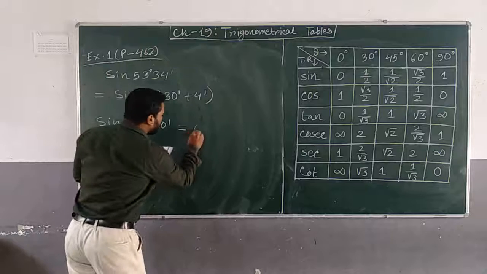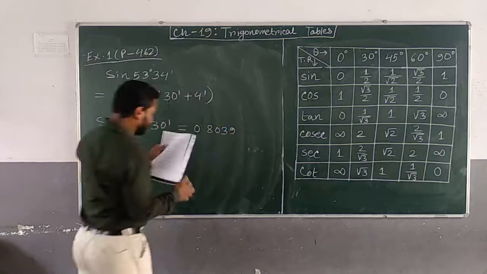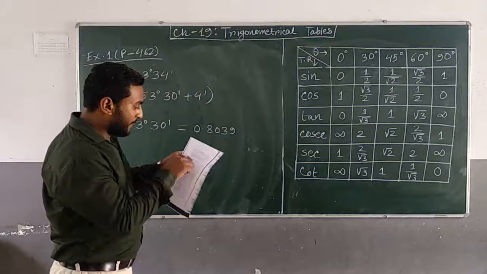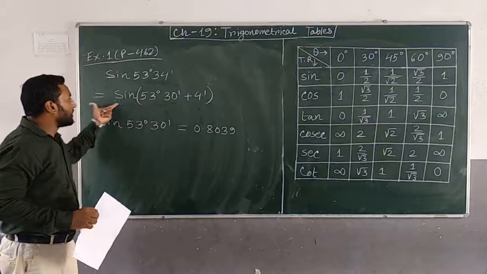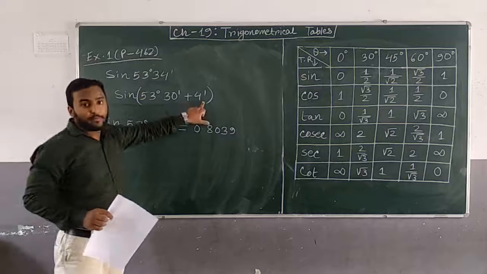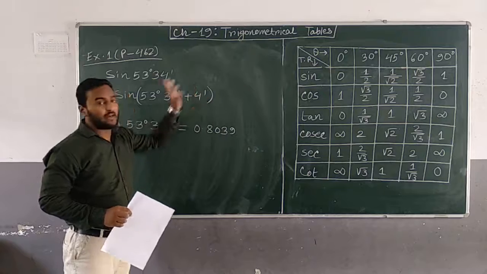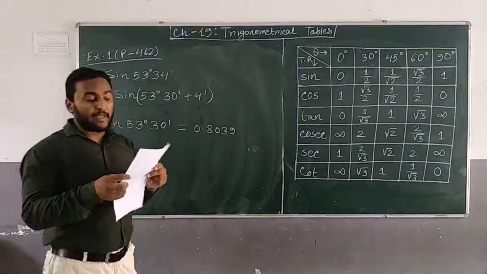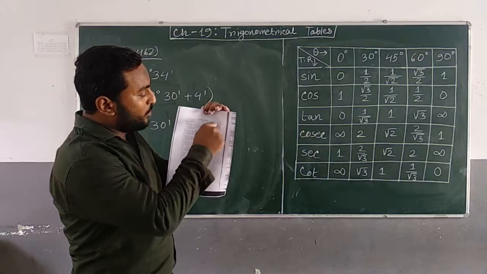So the value is 0.8039. Okay, so for 53 degree 30 minutes, this part is calculated, but 4 minutes is left. Okay, so for 4 minutes, what will be the value? Now we have to see the mean differences column. Mean differences column 1, 2, 3, 4.